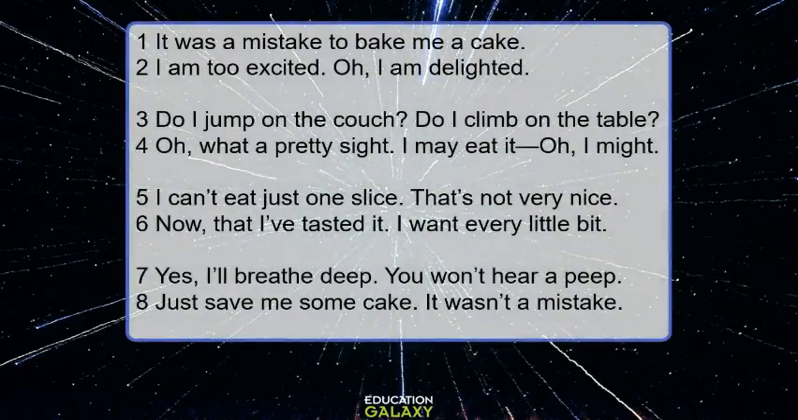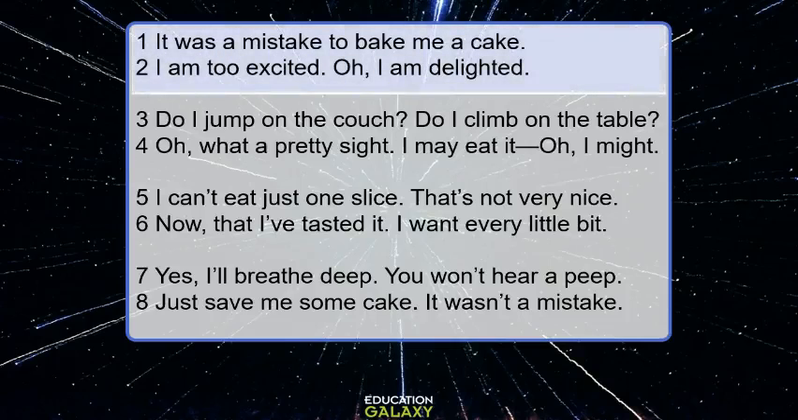Look at this poem. It starts with the first line: It was a mistake to bake me a cake. Do you see the rhymes? You see that there are 8 lines in the poem and there are 4 stanzas.